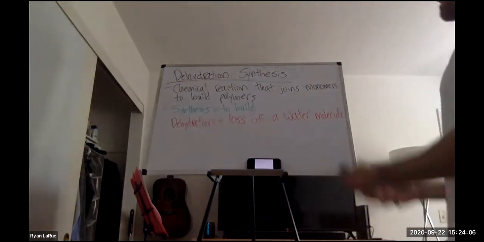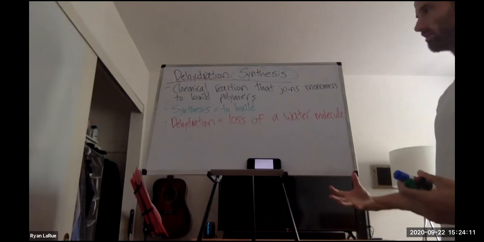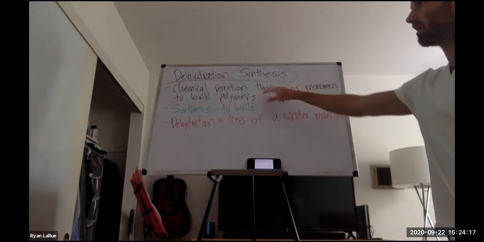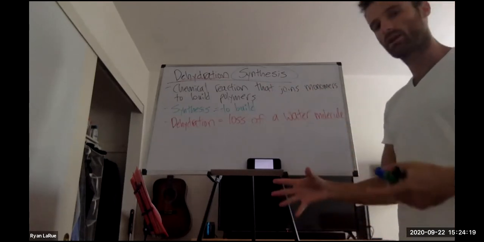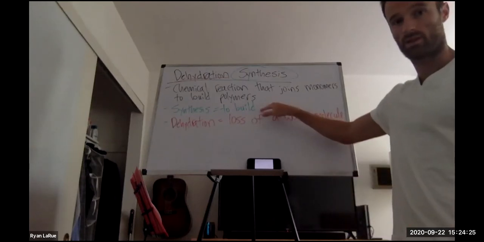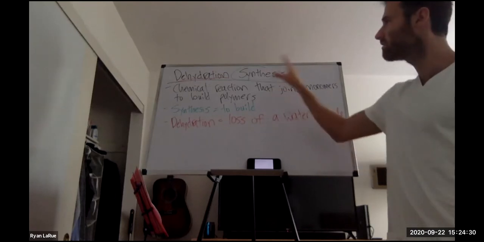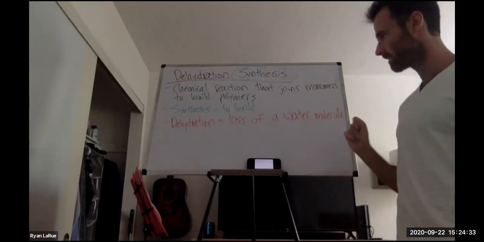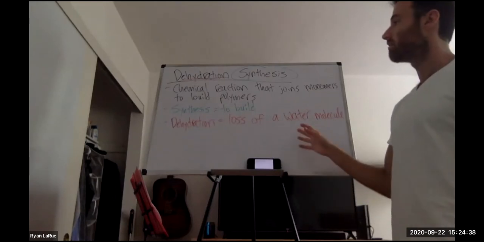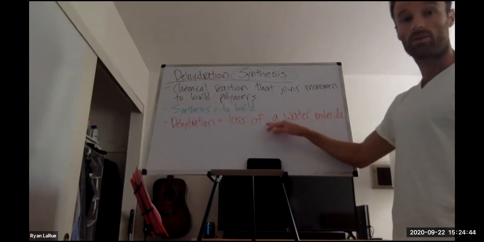Okay, so far we've got a chemical reaction that's going to build a larger molecule from smaller units, monomers. We're building polymers, so we're building something bigger from smaller pieces, right? Synthesis, we're building, right? And we're going to lose a water molecule to do that. That's all dehydration synthesis means. Synthesizing a larger polymer by combining monomers with the loss of water.